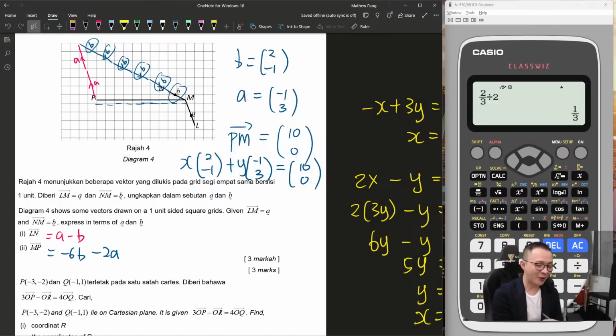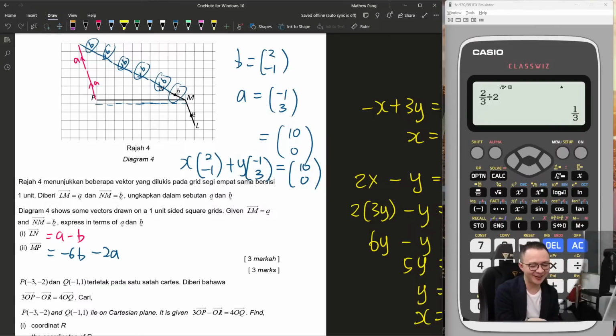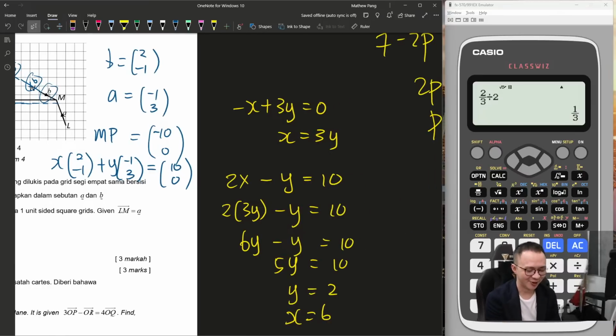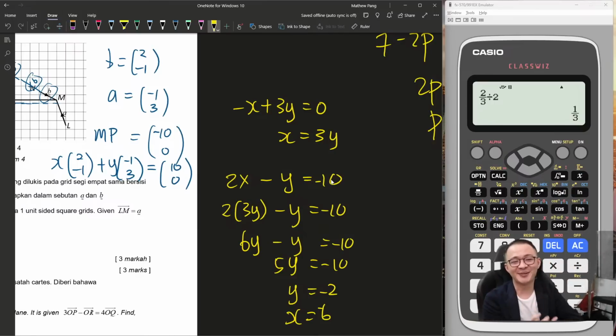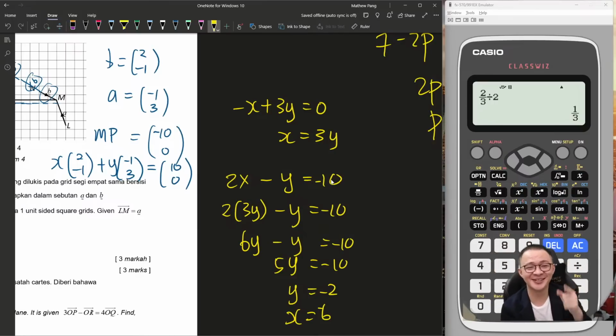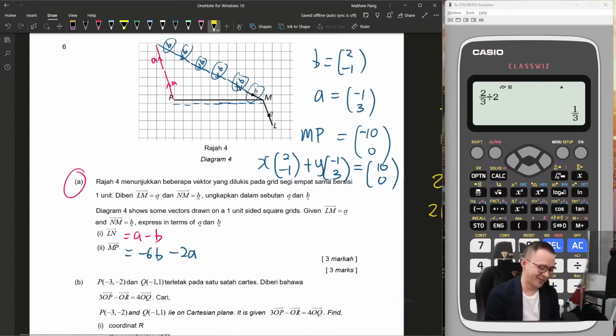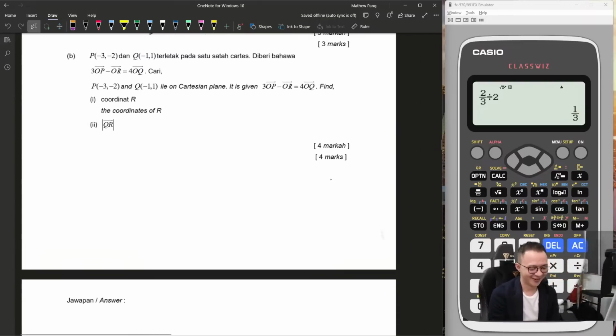Oh, they want MP, not PM. Yeah, thanks for that. Now everything makes sense. If M to P, then this one must be negative, because M to P, they go in opposite direction. I accidentally wrote the PM, so this is the reason why the whole question doesn't make sense. Then this one is negative, negative, negative, negative, negative. Then you can do the simultaneous. Thanks for whoever suggested this. So maybe next time I no need to do trial and error.